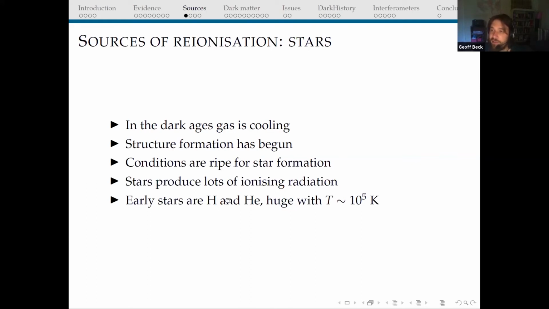The early stars, the so-called Pop III stars, are meant to be formed of helium and hydrogen exclusively. So they're enormous and extremely bright. They've got surface temperatures about 100 times that of the sun. So they're great at outputting ionizing radiation. So these are going to be one of the primary engines of reionization in the early universe.